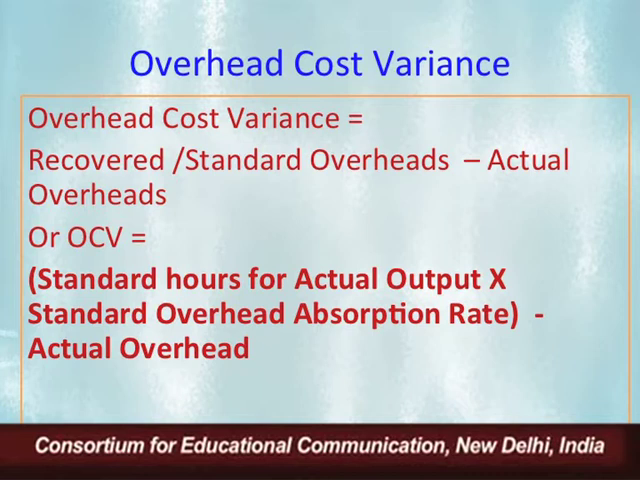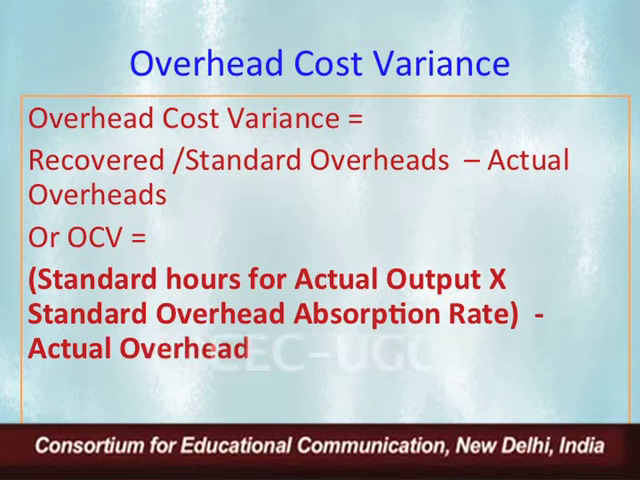When I'm saying recovered, in certain books you'll find for this particular term a term called absorbed overheads. So either you call it absorbed, or recovered, or standard, it is the same. So for overhead cost variance, while computing it, we first have to compute what my standard or recovered overhead is, and compare it with the actual overhead to arrive at the variance. So the formula becomes recovered or standard overheads minus actual overheads.